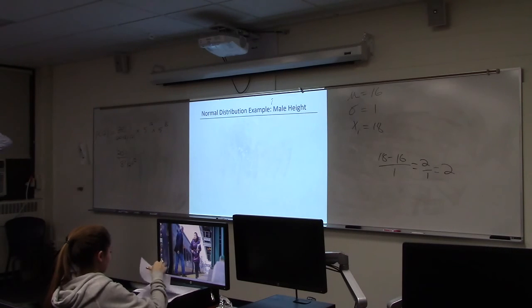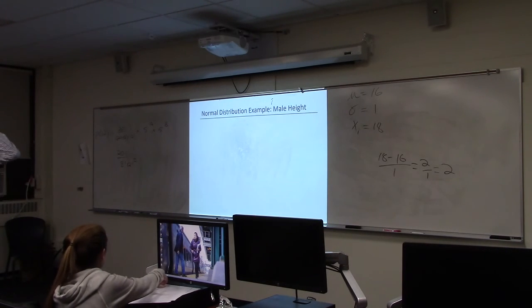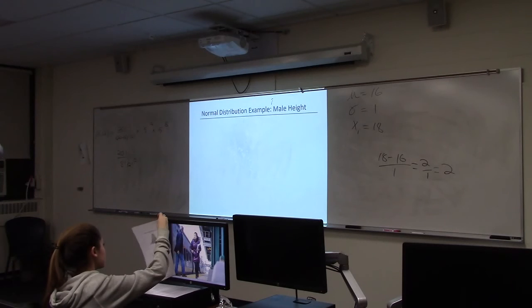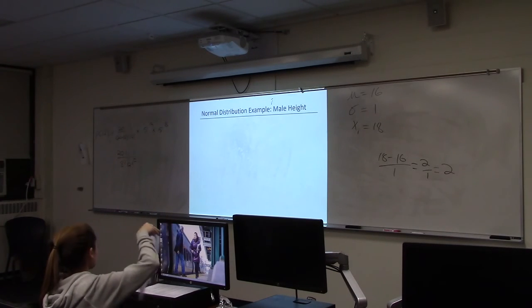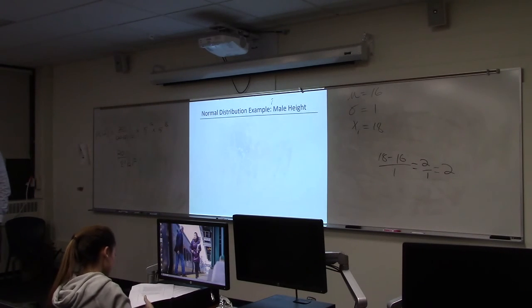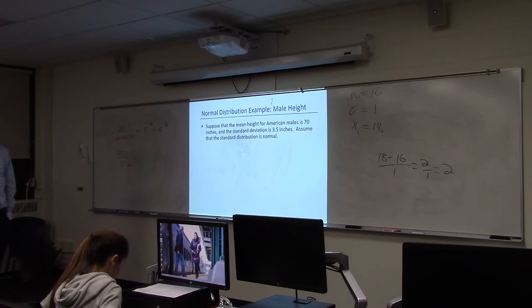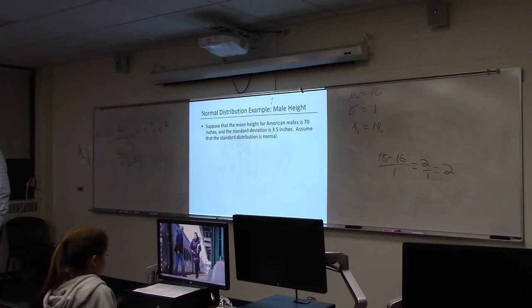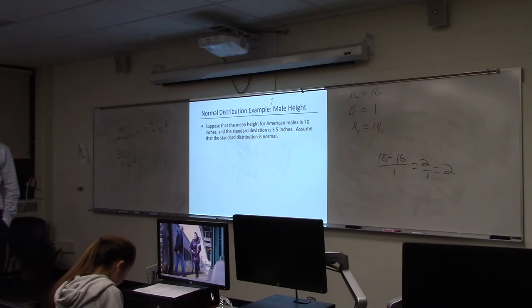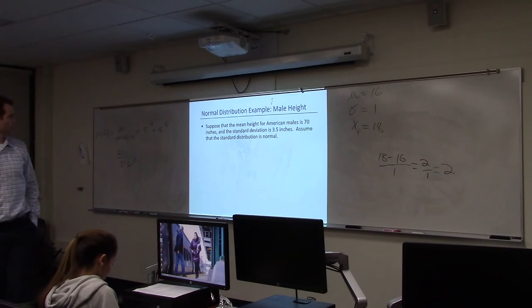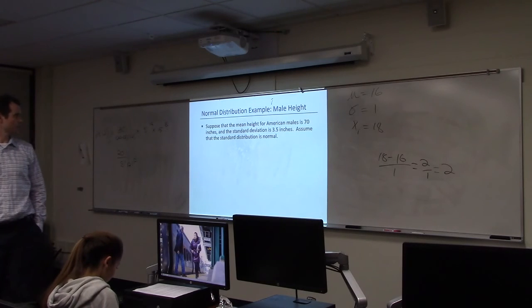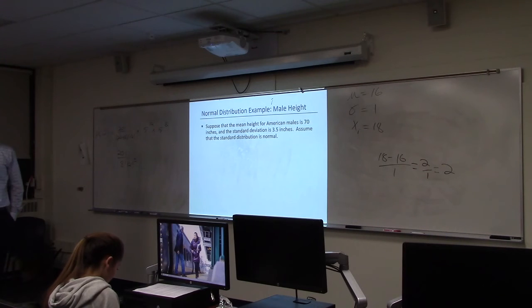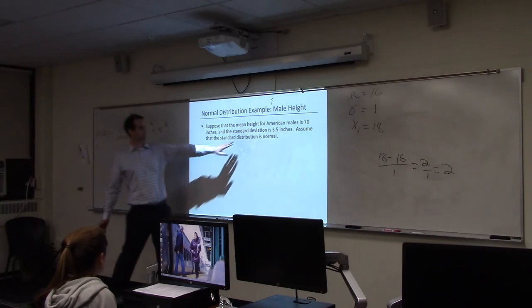All right, I want to do this example. Maybe you'll recognize it from Turbo. It just can put this in context for us. Suppose we have some data on male height. Suppose we know that the average height for an American male is 70 inches and the standard deviation is 3.5 inches. And we are able to assume that the distribution is normal. So we assume that the distribution is normal.